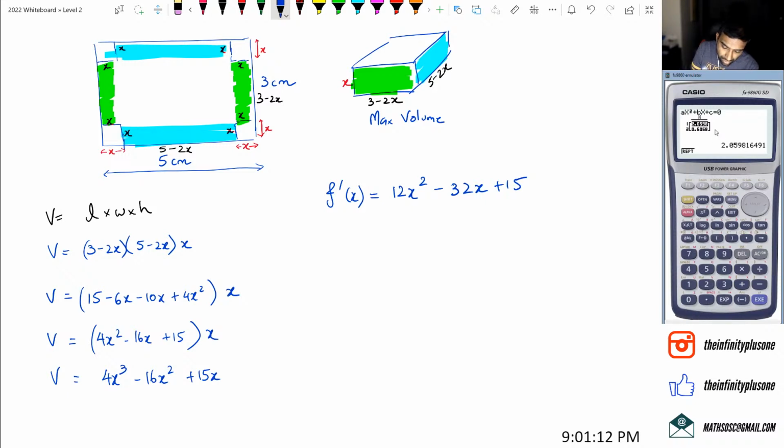So because I said f dash of x is equal to this, I'm going to put 0 is equal to 12x squared minus 32x plus 15. And I'm going to get x is equal to 2.05 or 0.6068, but I'm going to actually go with 2.598.